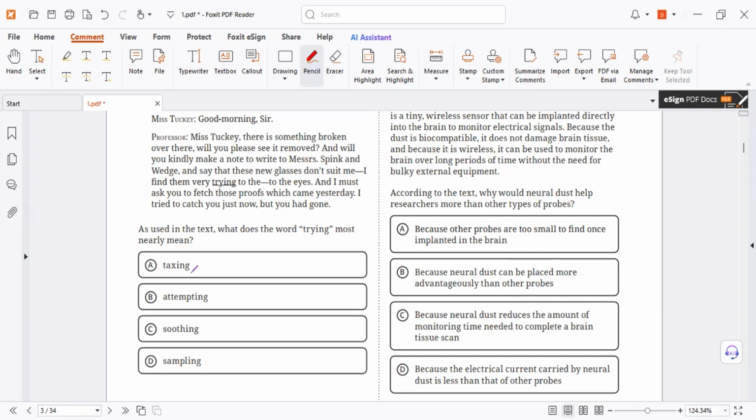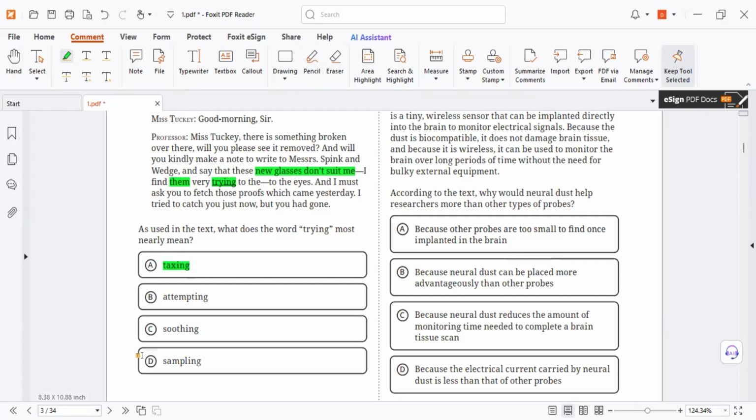So letter A, taxing. Taxing means tiring. Something makes you tired, like bothersome, for example. As I said here, it does not suit me. See, so that is a point. And I find them, that's why we have the evidence, I find them tiring. So it's taxing.